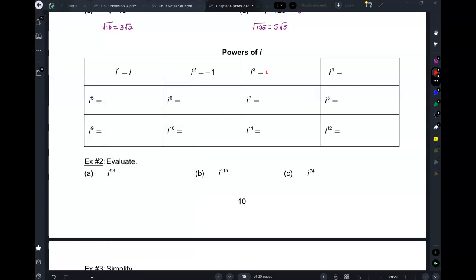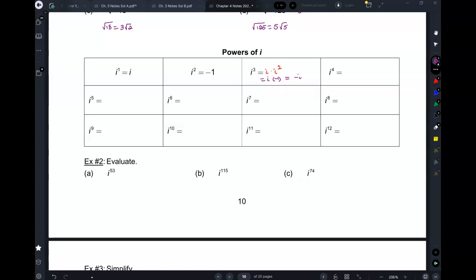i cubed is i times i squared, right? And i squared is how much? Negative 1, so this is negative i. Okay, so what's i? i is just i. What's i squared? Negative 1. So i times negative 1, it's treated just like any other variable, is negative i.